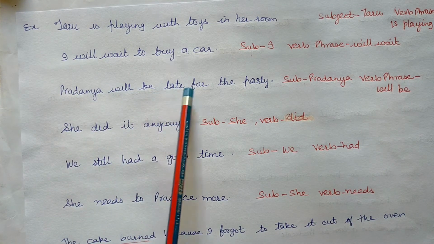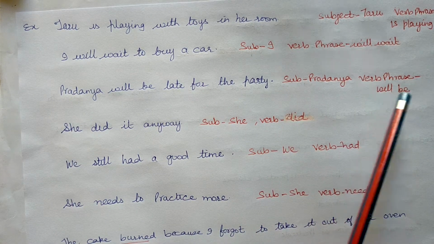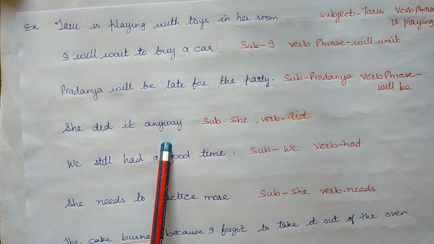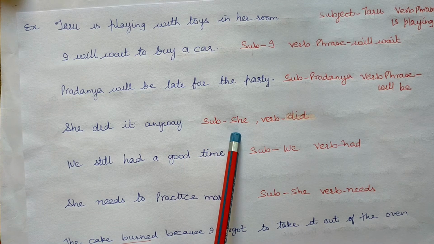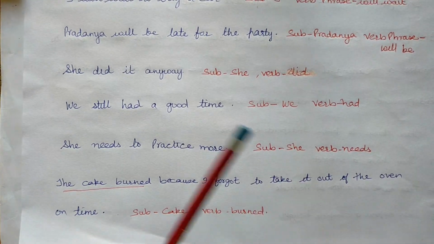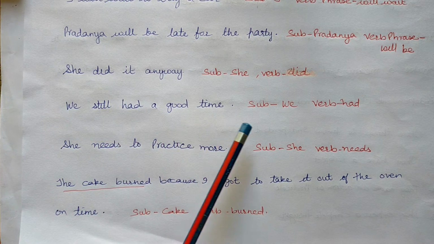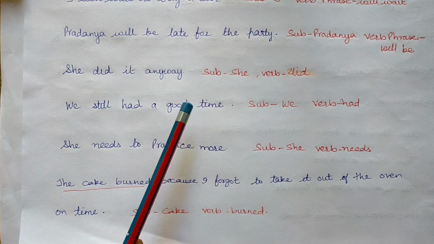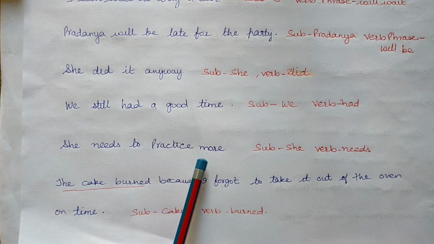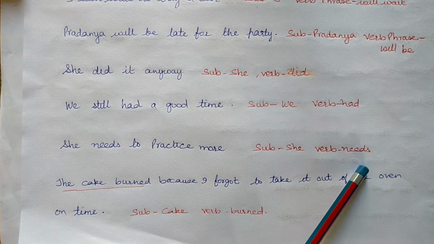Pradanya will be late for the party. Here the subject is Pradanya and the verb phrase is will be. Next, she did it anyway. The subject is she and the verb is did. We still had a good time. Here the subject is we and the verb is had. She needs to practice more. The subject is she and the verb is needs.